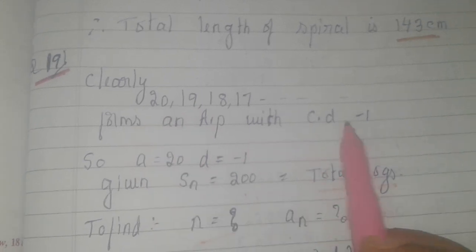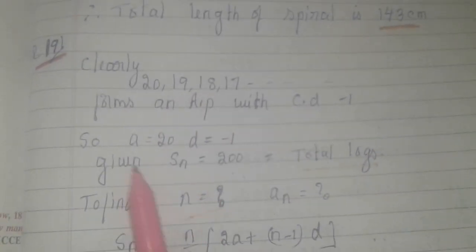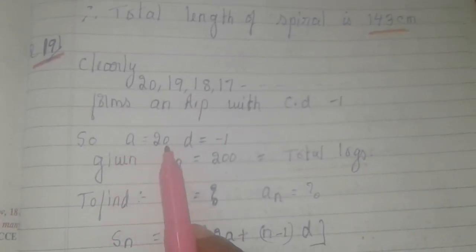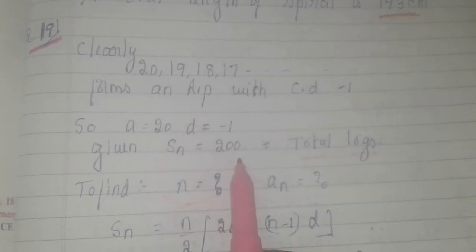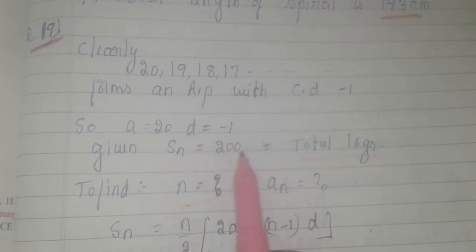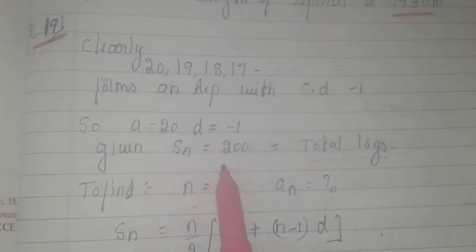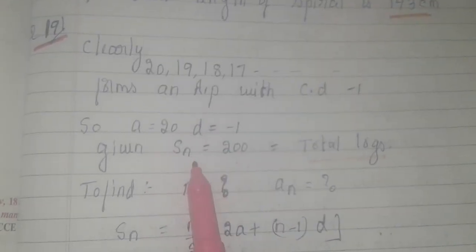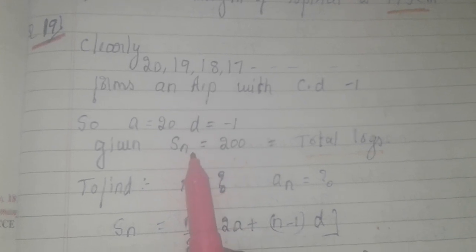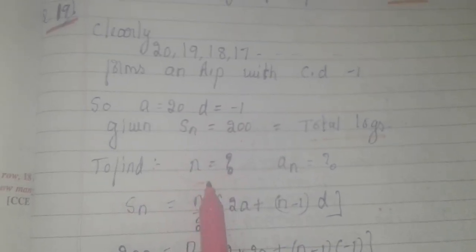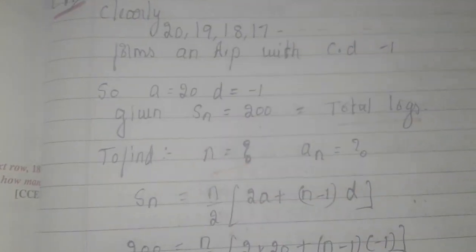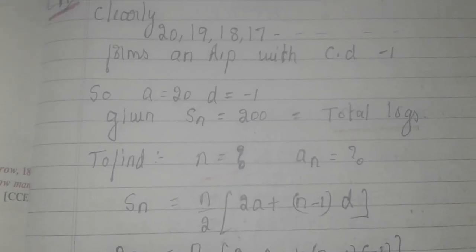So 19 minus 20 is minus 1. And given a is 20, common difference is minus 1. And Sn, he has given the total number of logs is 200. So that is Sn. Be careful to identify whether it is Sn or An. So Sn is 200. I should find n, that is the number of rows, and also I should find the number of logs in the top row.